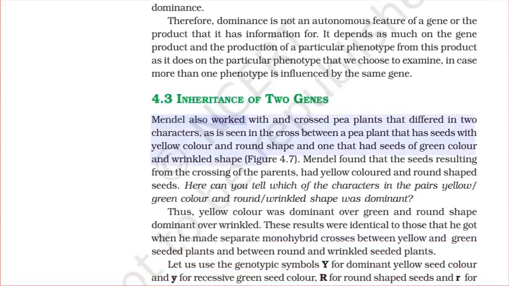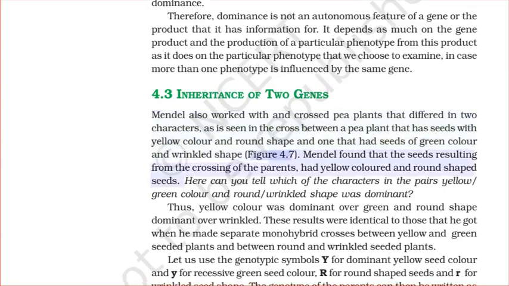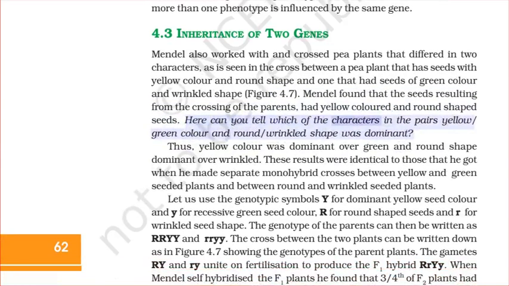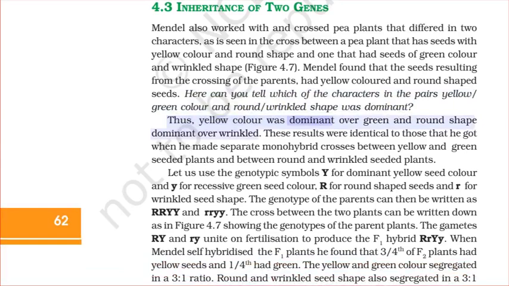Inheritance of two genes. Mendel also worked with and crossed pea plants that differed in two characters, as is seen in the cross between a pea plant that has seeds with yellow color and round shape and one that had seeds of green color and wrinkled shape. Mendel found that the seeds resulting from the crossing of the parents had yellow-colored and round-shaped seeds. Here, can you tell which of the characters in the pair, yellow-green color and round-wrinkled shape, was dominant? Thus, yellow color was dominant over green and round shape dominant over wrinkled.